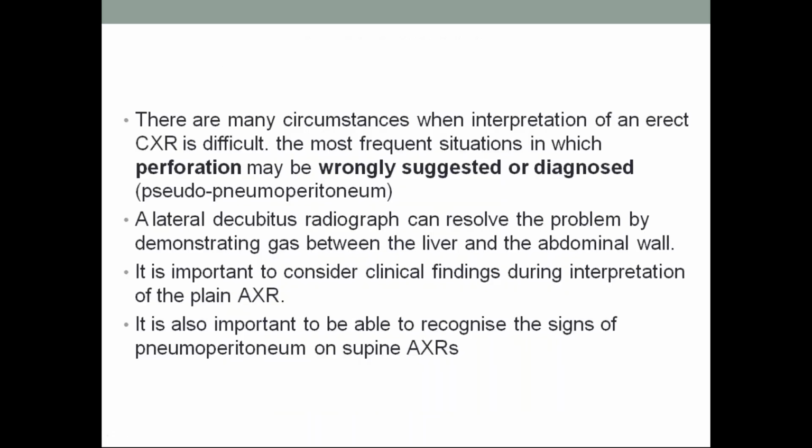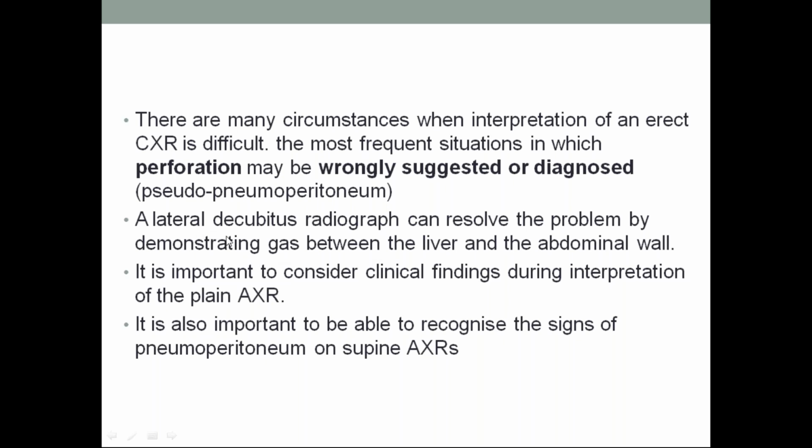There are many circumstances when interpretation of an erect chest X-ray is difficult. I will tell you the most frequent situation in which perforation may be wrongly diagnosed: pseudo-pneumoperitoneum. It means it looks like a pneumoperitoneum, but it's not. In that condition, a lateral decubitus radiograph can resolve the problem by demonstrating gas between the liver and the abdominal wall. Please make a note. During pseudo-pneumoperitoneum, you have to distinguish whether perforation is there or not. You have to look for it.